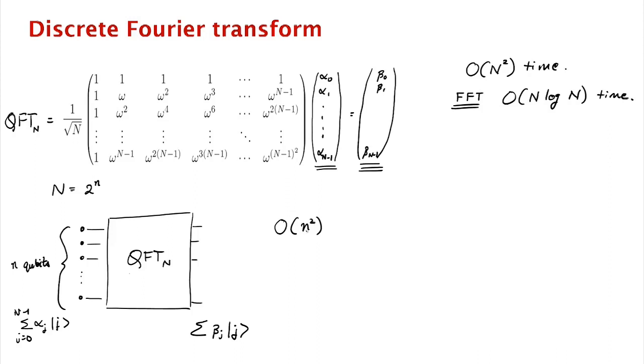But now, how big is little n? If capital N is 2 to the little n, then little n is log of capital N. So this is like big O of log squared N. You could also reduce it down to log N, but in either case, this is an exponential improvement.